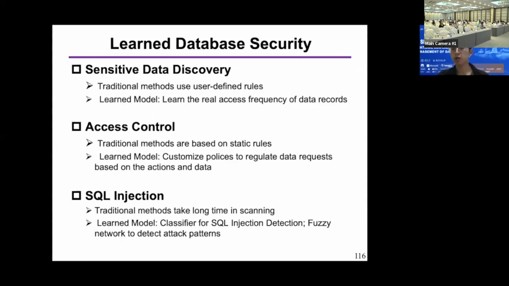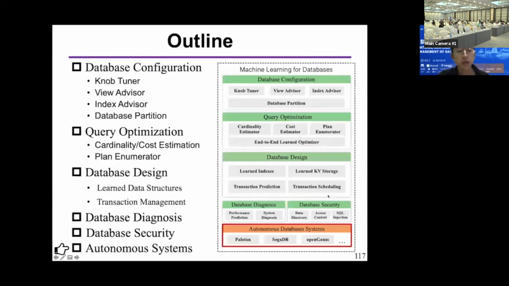Attackers may modify or view data that exceeds their privileges by passing additional information. Traditional methods take a very long time in scanning for SQL injection. With a learning model, we can classify different SQL injection actions and use techniques like fuzzy networks to automatically learn the attack patterns and prevent SQL injection.